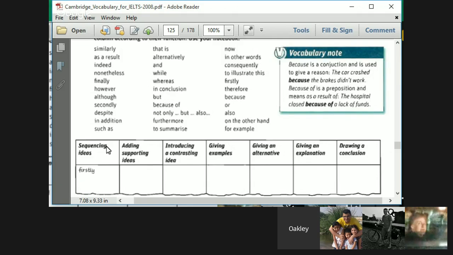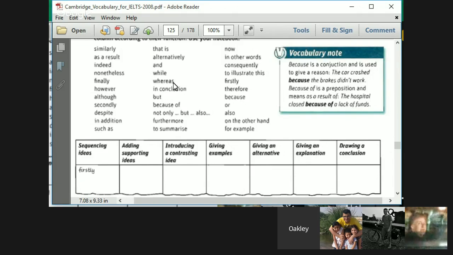In a way, it could be used for sequencing idea in the idea that if you're talking about time, you can show two things happening at once with while. Right. Okay.